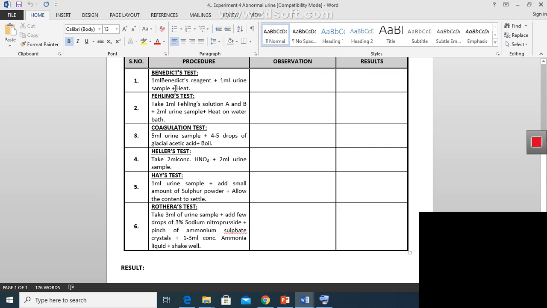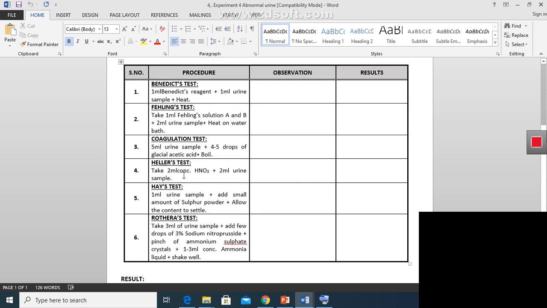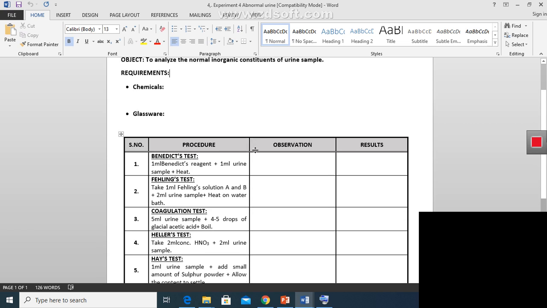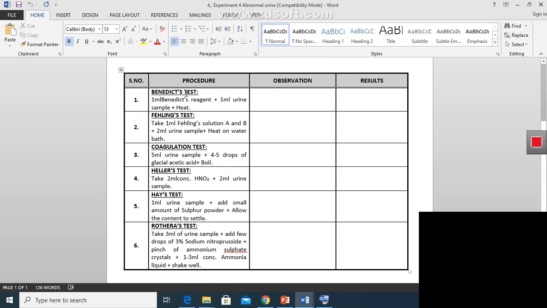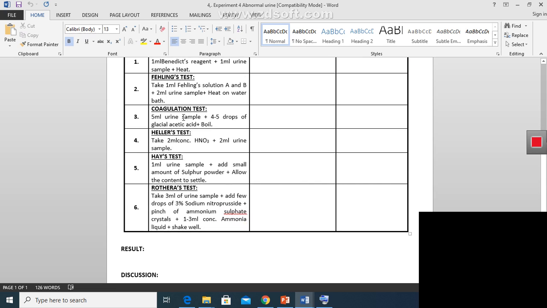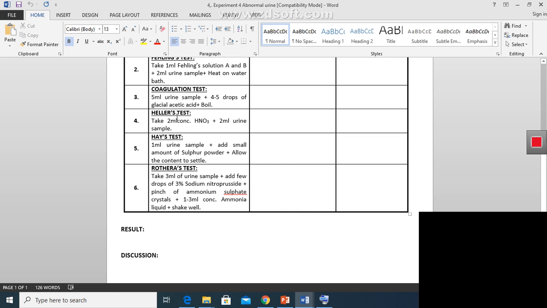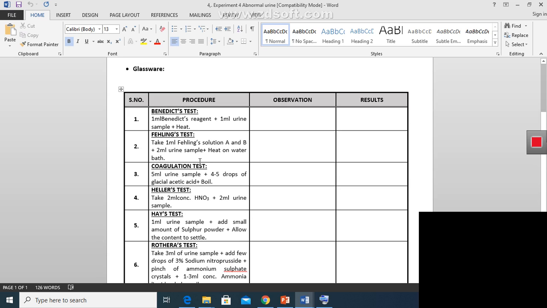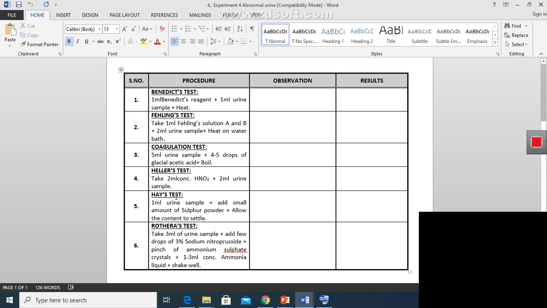So first of all we will be seeing what tests we are going to use to find out the inorganic constituents in the urine sample. These are the Benedict test, Fehling's test, coagulation test, Heller test, Hay's test, and Rother test. You should keep these names in mind. All these tests are utilized to find out inorganic constituents in the urine sample.